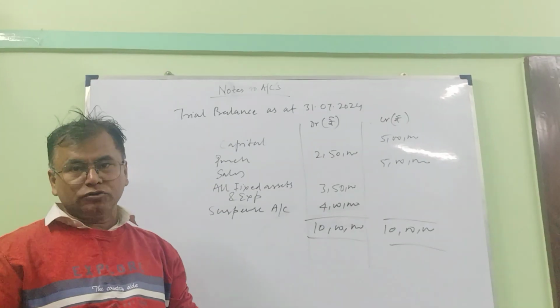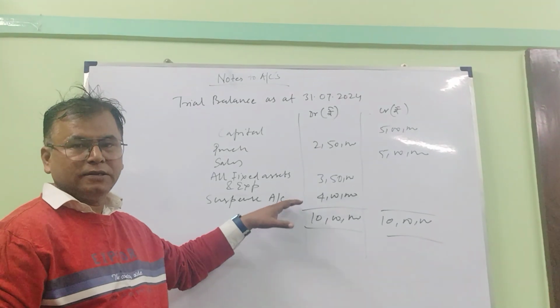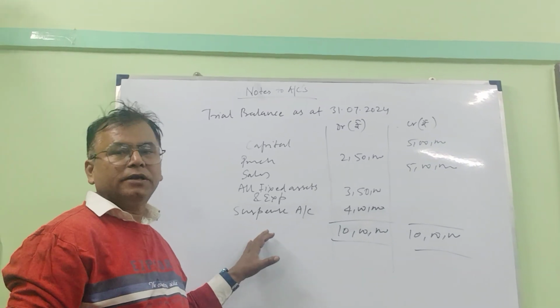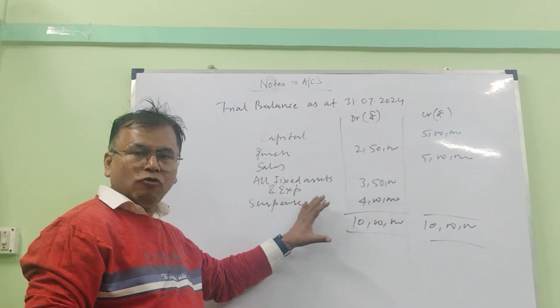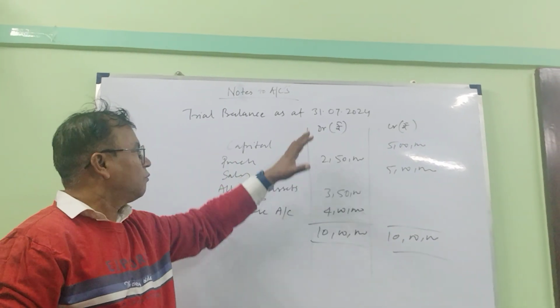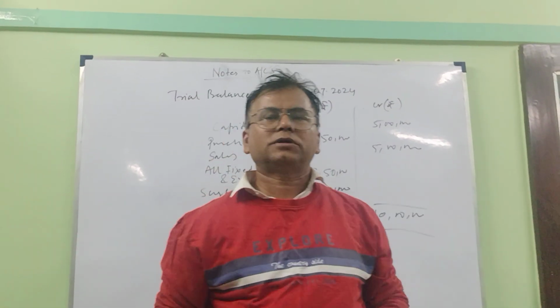But before final accounts, if we are trying to detect it, we need to make sure that this goes out. Actually, this is a mistake committed somewhere in accounting practice while journalizing, while posting, while trying to tally our trial balance. That is all about suspense account.